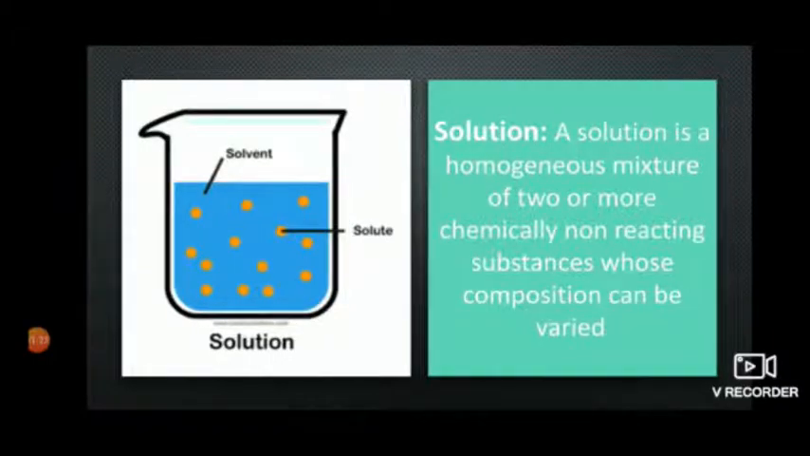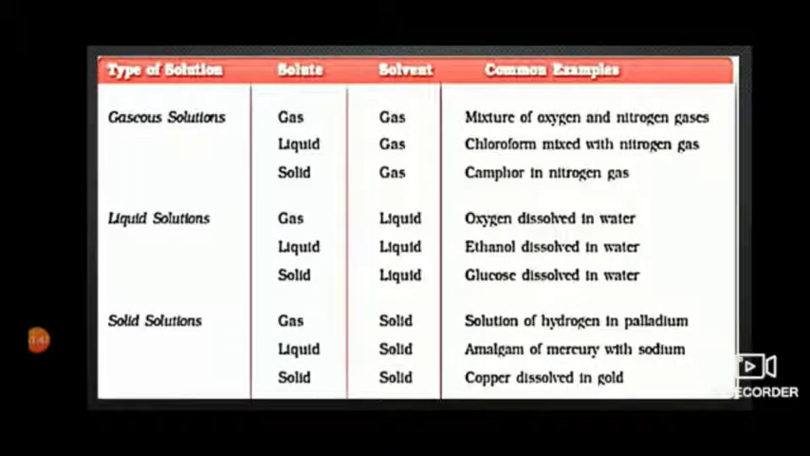The component which is dissolved is called a solute, and the component in which the solute is dissolved is called a solvent. Solutions in water are called aqueous solutions, and the solution in which any other liquid acts as the solvent is called a non-aqueous solution. A solution can be solid, liquid, or gas depending upon the physical state of the solvent.